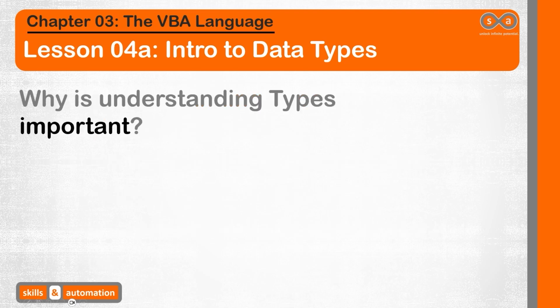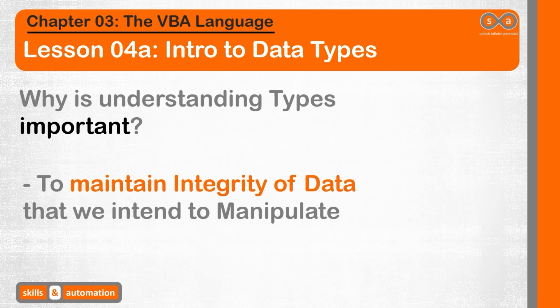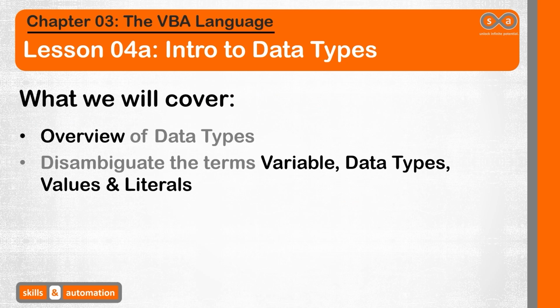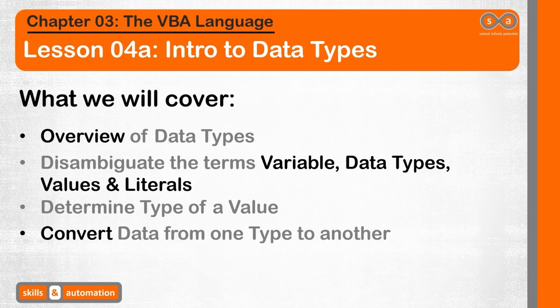Understanding data types is important to maintain the integrity of data that we intend to manipulate via our VBA code. In this introductory lesson, we will start with an overview of data types that are available for us to use within VBA. Then, we will disambiguate the terms variable, data types, values, and literals. We will learn how to determine the value of a type. Next, we will check out how to convert data from one type to another. This is called type conversion and is an important topic.